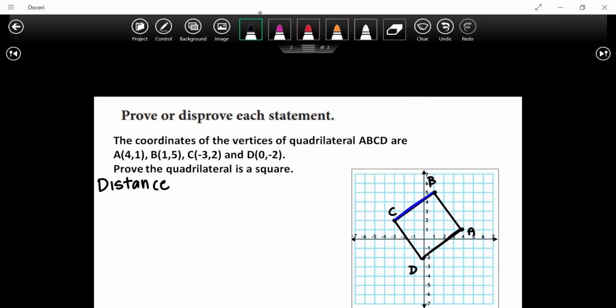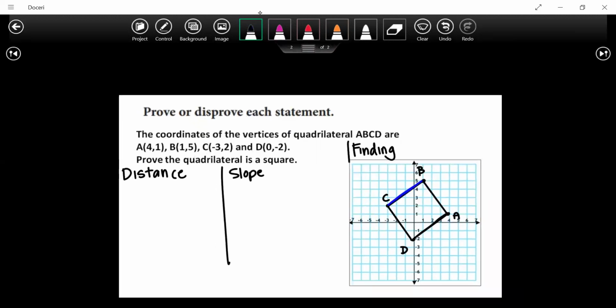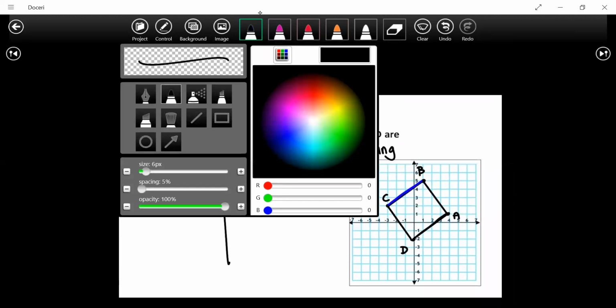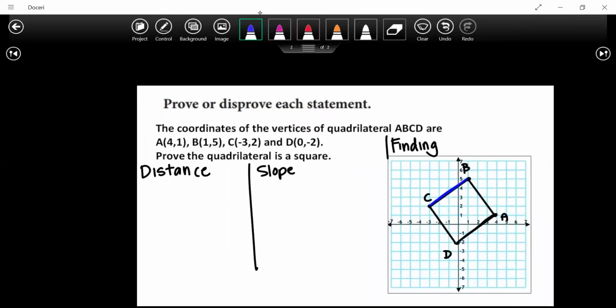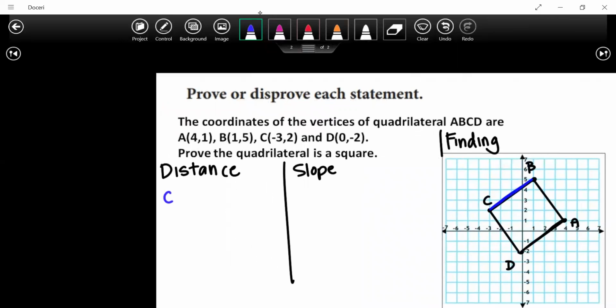The next one's going to be slope. And this one's going to be findings. So our distance from CB is going to be what? 3, 4? Up 3 over 4. So 3 squared and 4 squared gives me 25. Square root of 25?